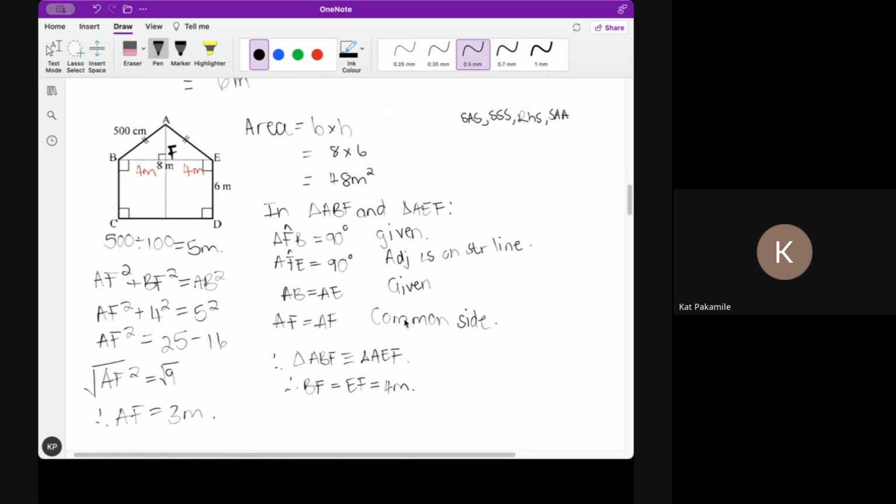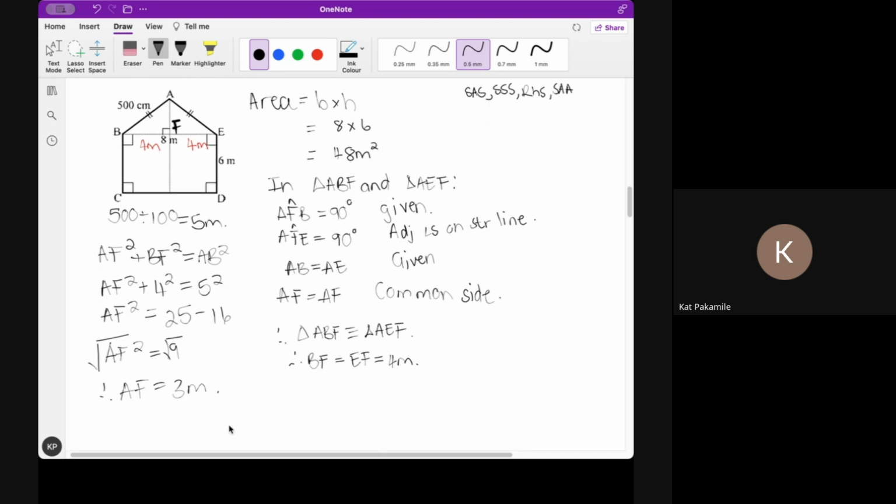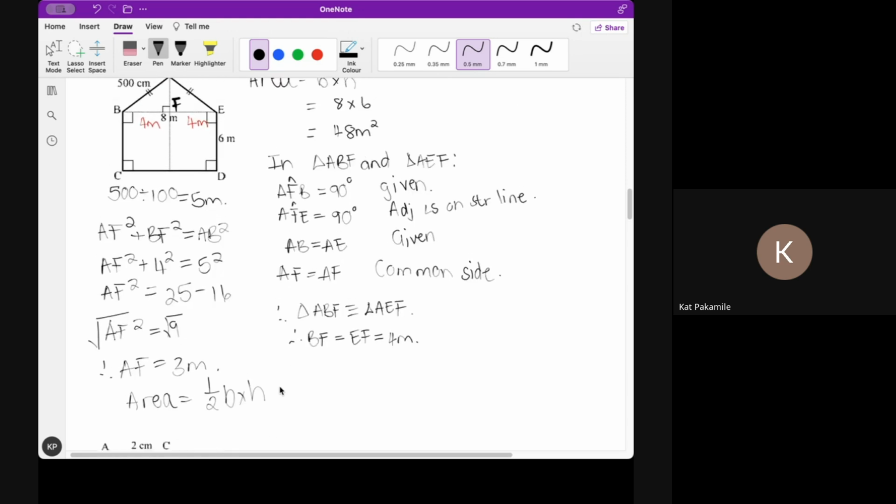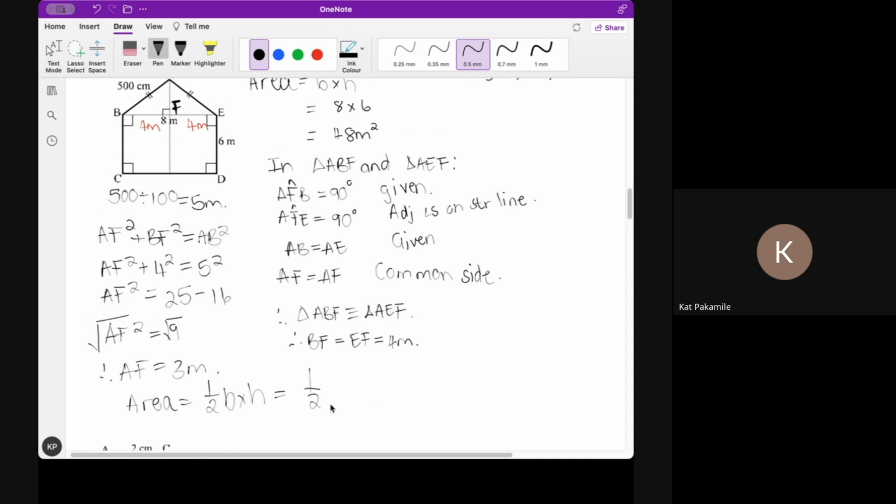Okay, now we can say area is equal to half of the base times perpendicular height, which is equal to half of... Now I can ask you, what is the base? Hi, Jason. Welcome. The base is 8, and our perpendicular height is 3. And what is half of 8 times 3? We have 12 meters squared.